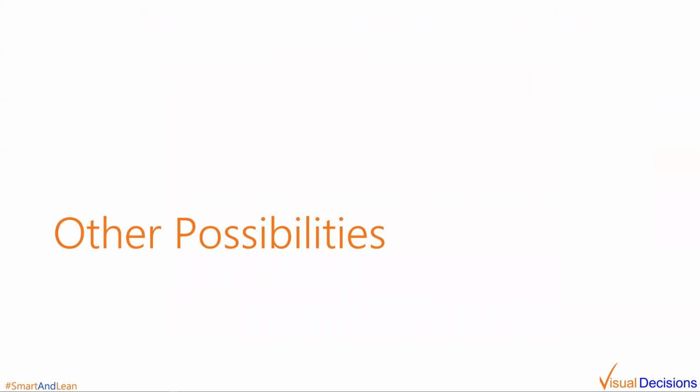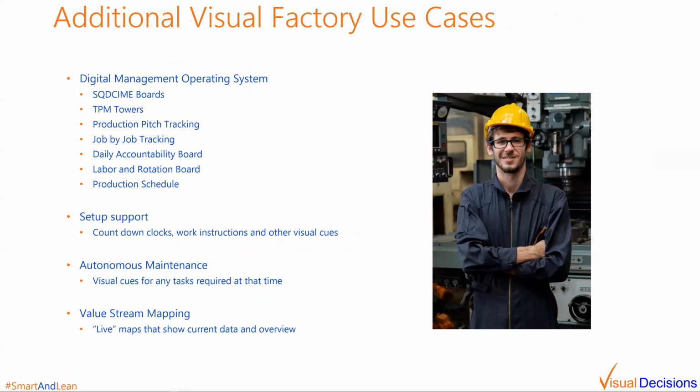So those are a whole bunch of different possibilities, some additional use cases. From a digital management operating system perspective, some of the things that we talked about up front: daily accountability boards, production schedules, job-by-job tracking, the SQDC boards and so forth. TPM towers are another great example of things that you can actually digitize. A lot of these things can be put in place so that this becomes part of that digital environment and can be seen from anywhere in the factory, not just one central location. And you can share this information and drive the behaviors that you're looking for within your people.